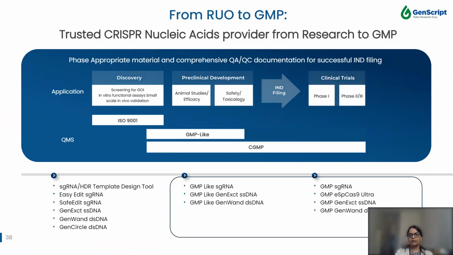So GenScript provides RUO to GMP grade services and reagent for non-viral gene and cell engineering from research to clinical phase. And we offer all the CRISPR reagents and service in the stage appropriate format. So if a customer is working in the discovery stage, they can use the RUO grade reagents and slowly they can go with the GMP-like and GMP sgRNA. And along with each stage, we are providing different QC specs to support their successful IND filing.